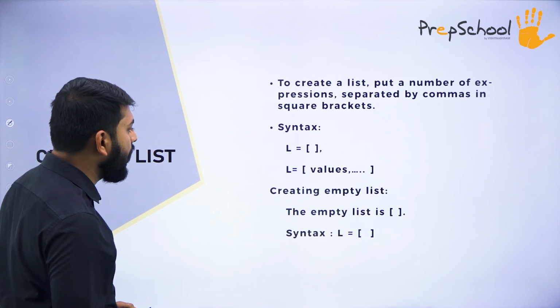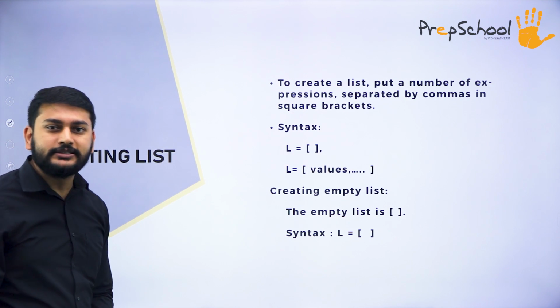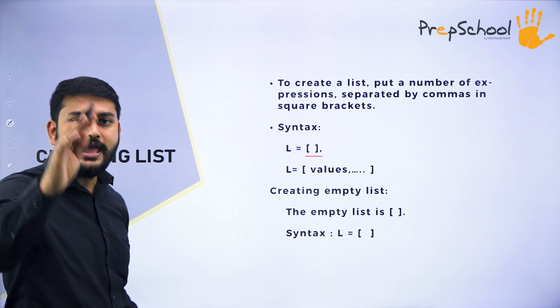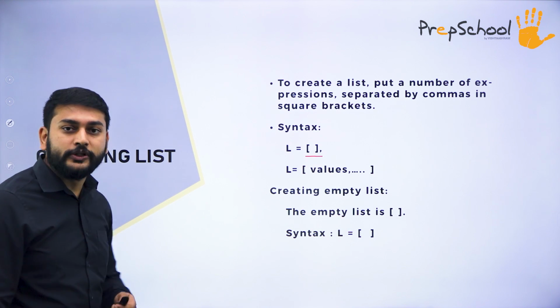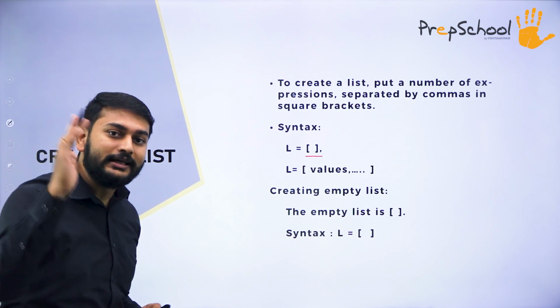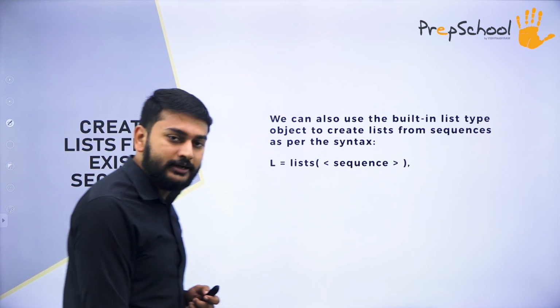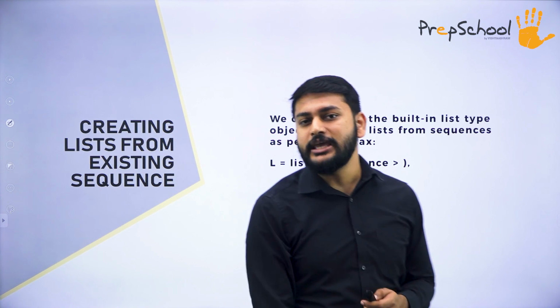So moving on to the next one. How do I create the list? The square brackets are what you should use to create any list, is what you need to remember with respect to creating a list. Moving on to the next one. How do I create the list using the existing sequence?